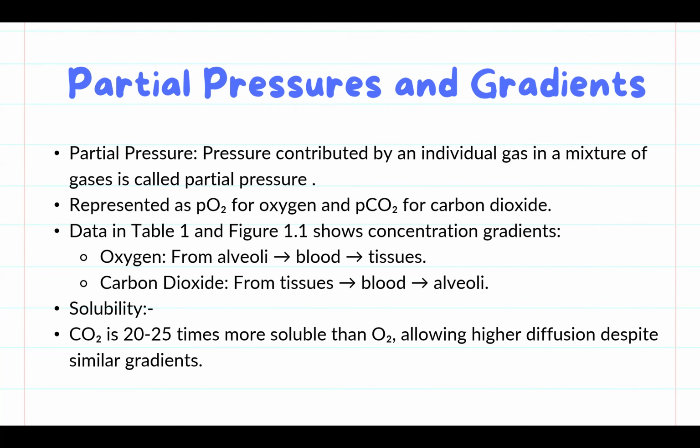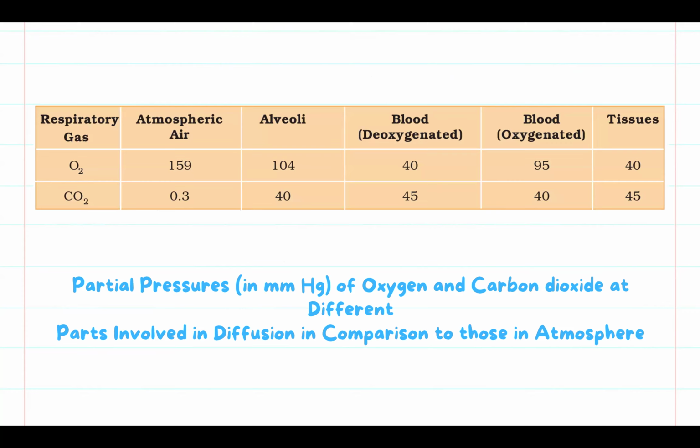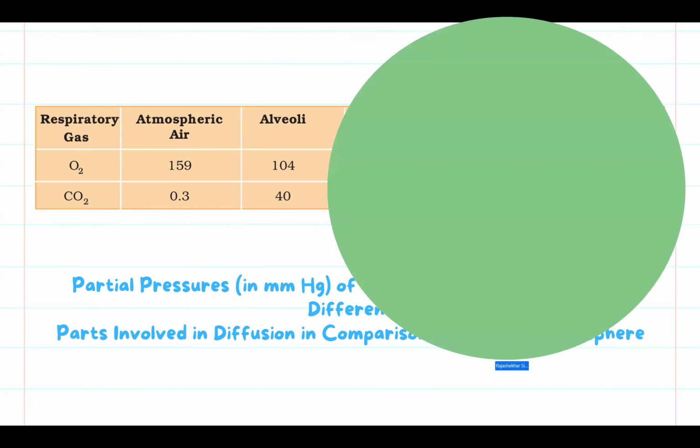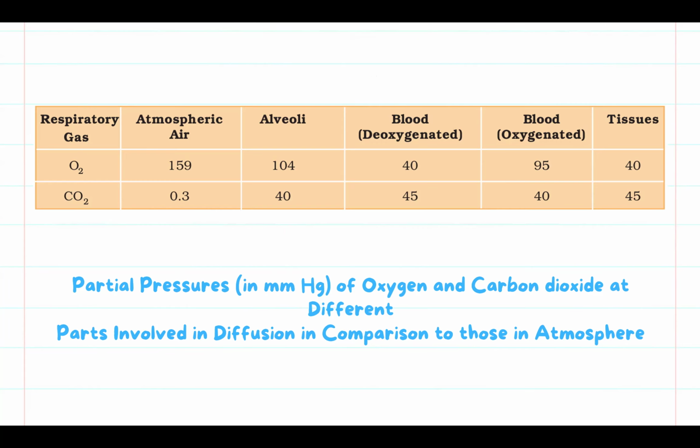This shows the partial pressures in mmHg of oxygen and carbon dioxide at different parts involved in diffusion, in comparison to those in the atmosphere. For O2, the partial pressure in atmospheric air is 159 mmHg, in alveoli it is 104, in deoxygenated blood it is 40, in oxygenated blood it is 95, and in tissues it is 40. For CO2, it is 0.3 in the atmosphere, 40 in alveoli, 40 in oxygenated blood, 45 in deoxygenated blood, and 45 in tissues.